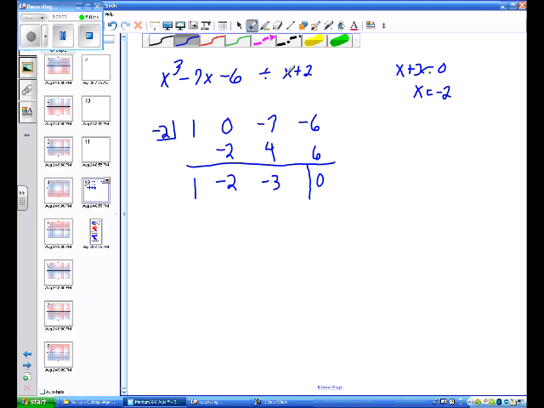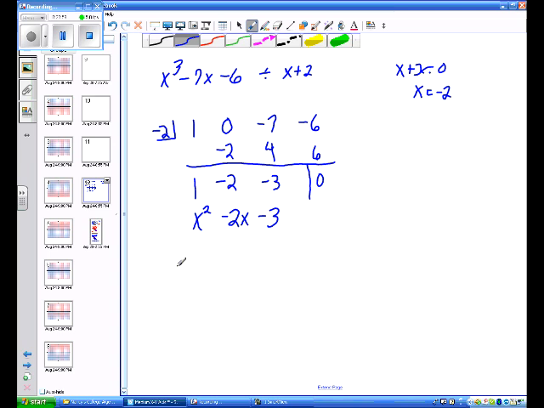So that means that our answer is going to be an x squared, because when you divide like bases, you subtract the exponents. So these are our coefficients. This is my coefficient for x squared. So I have 1x squared, and then it's just going to be x as the powers descend. Minus 2x, minus 3, and my remainder was 0. So that would be my quotient.